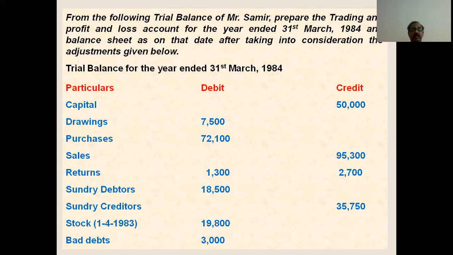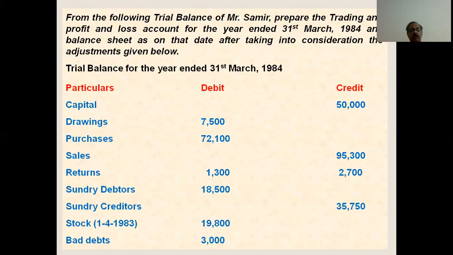Purchases: debit side of the trading account. Sales, credit balance. That means it is an income, a direct income. So that is why sales will be showing on the credit side of the trading account. Returns, debit balance 1,300 and credit balance 2,700. Returns debit means sales returns or return inward. Sales return or return inward will be showing on the credit side of the trading account, deducted from sales.